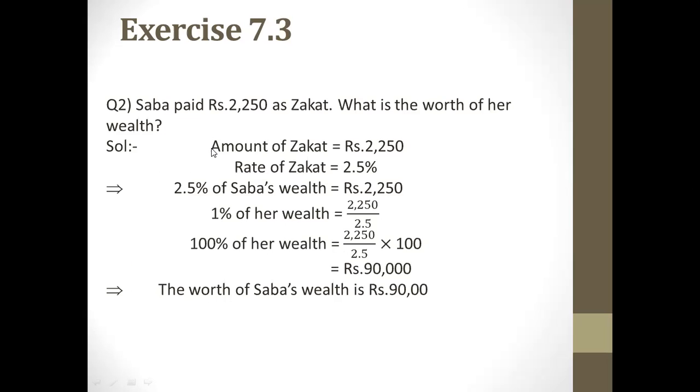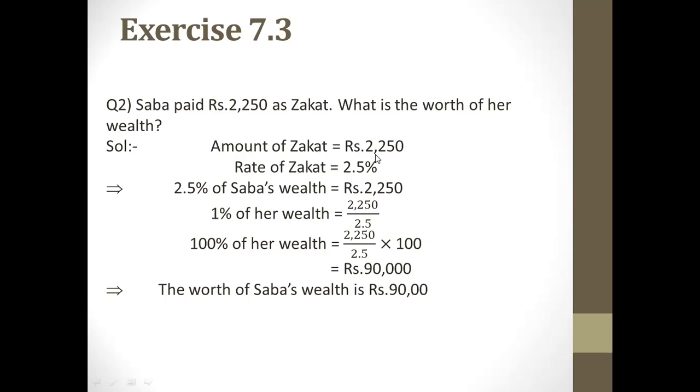Question number 2 is Sabah paid rupees 2,250 as zakat. This is the amount of zakat. What is the worth of her wealth? This is the inverse of the previous question. In the previous question we knew the worth of the wealth and we found the zakat. Here zakat is given and we have to find the wealth.